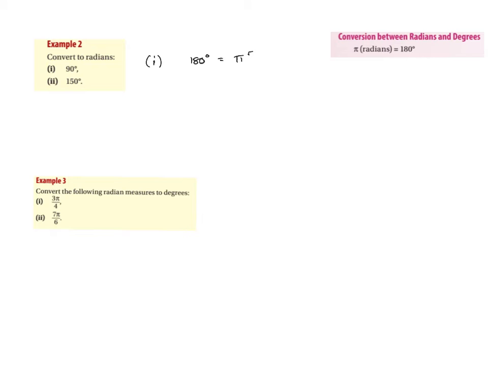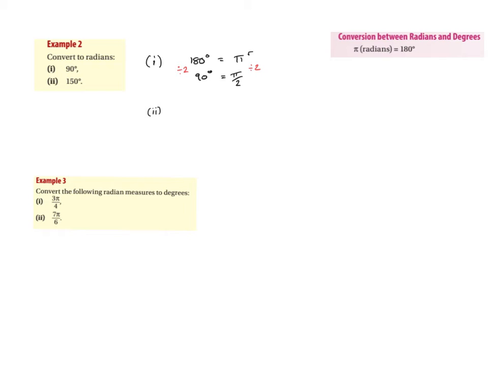You can put an r there for rads if you wish. What we're trying to do is get to 90. Remember, everything is in ratio. If I'm going from 180 to 90, I'm dividing by 2. Whatever I do to the left-hand side of the equal sign, I do to the right-hand side, and I end up with pi divided by 2. It's as simple as that. All you're doing is working out how you get from one to the other and doing it on the other side.